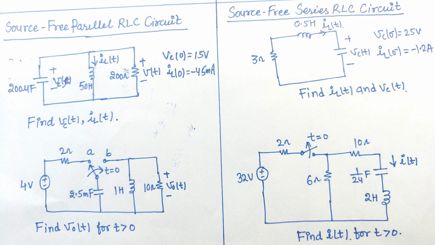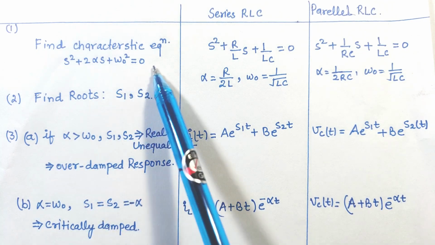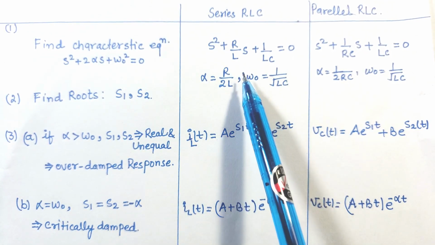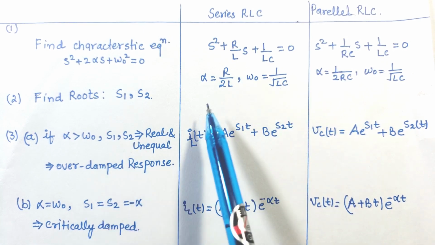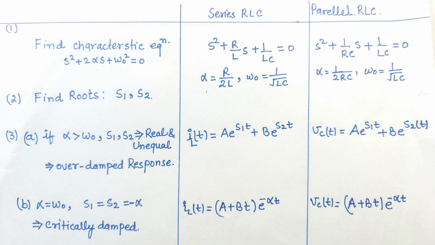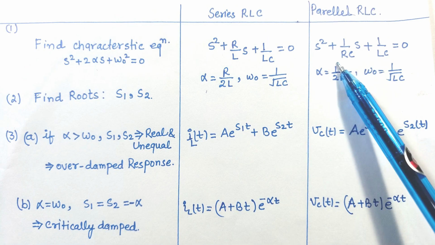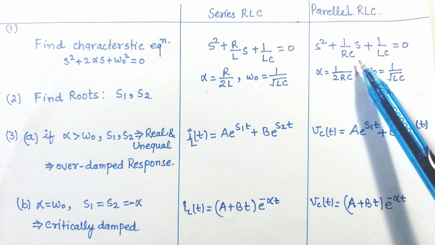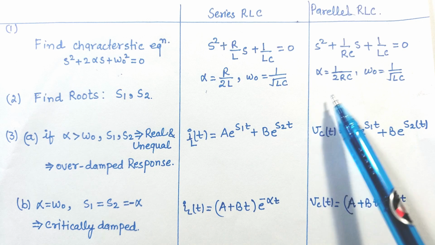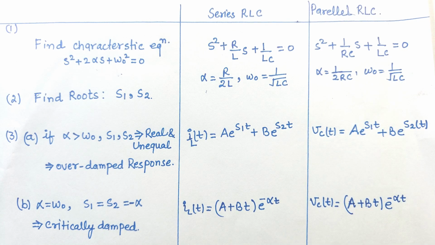How can we solve this question? Let us see the steps of solution of these questions. First of all, we will find out the characteristic equation of the circuit. For a series RLC circuit, this is the characteristic equation in terms of values of elements. And here, if we compare these two equations, then we can find out alpha is equal to R upon 2L and omega naught is equal to 1 upon under root LC. In a parallel RLC circuit, this is the characteristic equation of the circuit. And if we compare this equation to the standard form of the characteristic equation, then alpha will be equal to 1 upon 2RC and omega naught will be equal to 1 by under root LC.